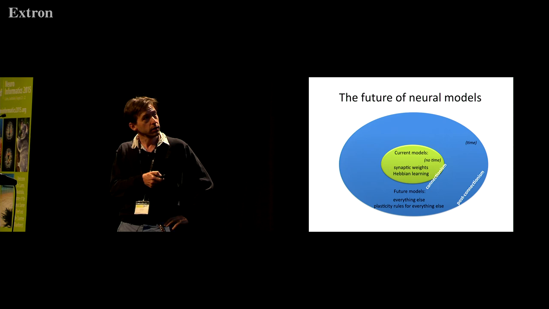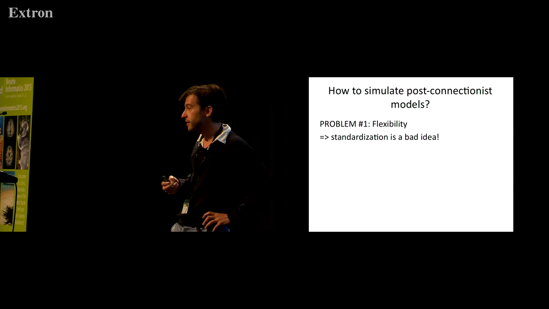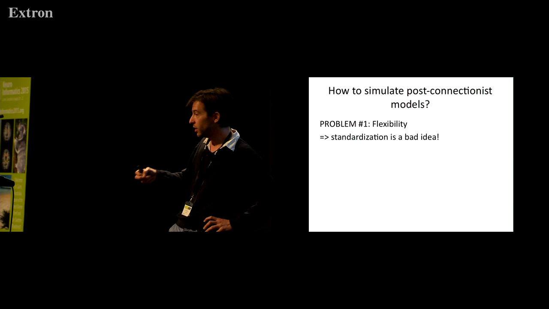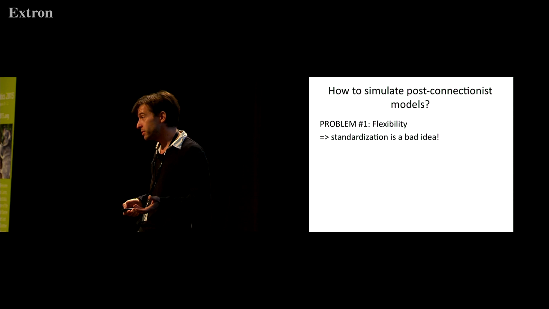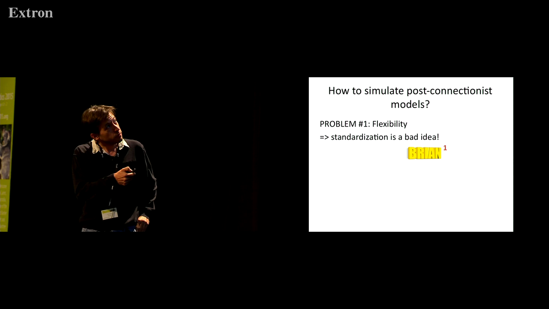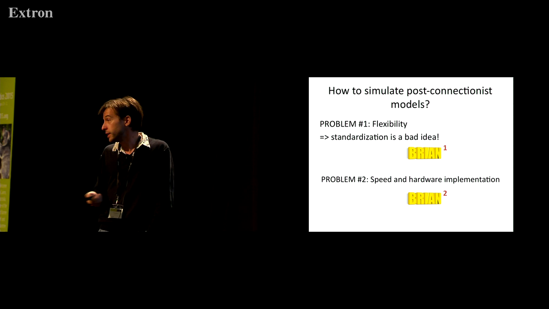So now the challenge is, how do you simulate post-connectionist models? Well, the big problem that you have to face is flexibility. That is, there's really a lot that we don't know about neurons. And so it's very difficult, in fact, or perhaps even dangerous, to come with very standardized formulations of models, because we don't really know how it's actually going to turn out. And the problem of flexibility is the main problem that we tried to face in the first version of Brian. The second problem is to simulate those flexible models in a way that is efficient. And that is the problem we try to address in the second version of Brian.